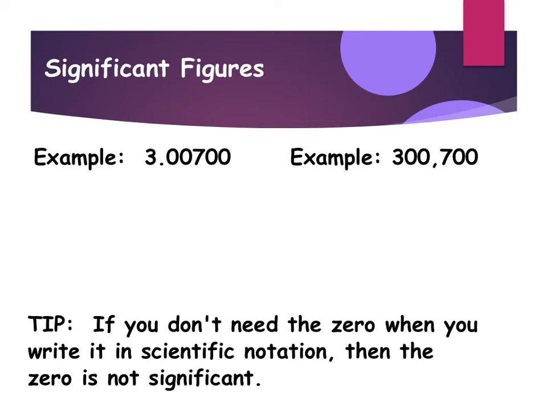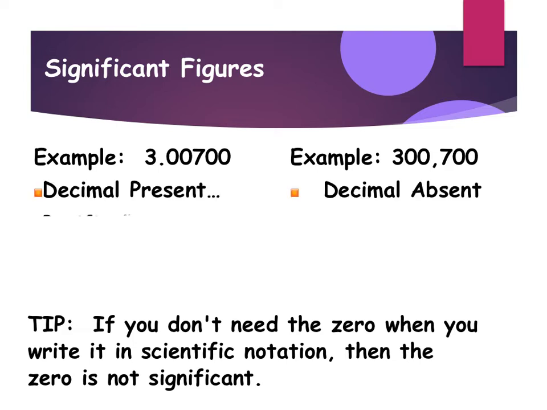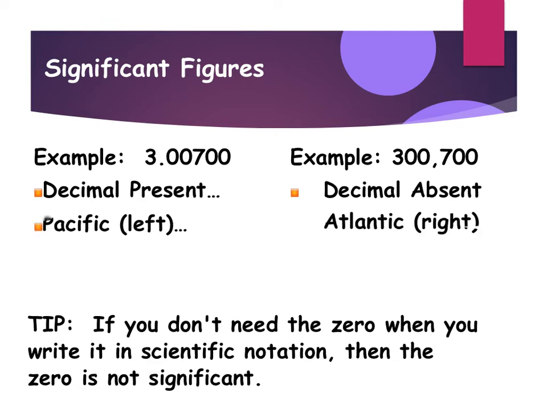Here we have two different numbers. On the left, 3.00700, and on the right, the same digits, but now we have no decimal. So which one would be an example of decimal present? Of course, decimal present would be the one that physically has the decimal written. Decimal absent means we have that assumed decimal at the end, like when we use scientific notation. But as long as it's not actually written, we would consider that decimal absent. So if the decimal is present, that means I would start from the left of the number. And if the decimal is absent, like the Atlantic Ocean, I would start from the right of the number.